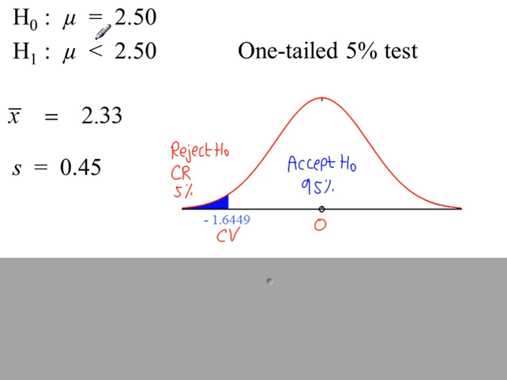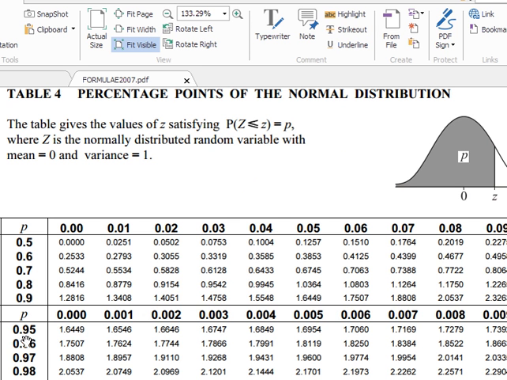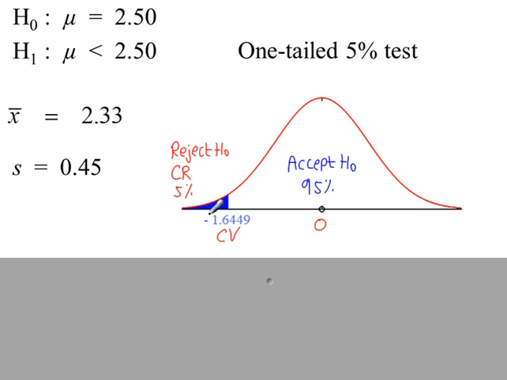Because we're looking for less than for H1, our critical region is on the left-hand side of the normal distribution. Looking up 95% from the tables gives us 1.6449. And because we're on the left-hand side, it's minus 1.6449. This is the critical value.